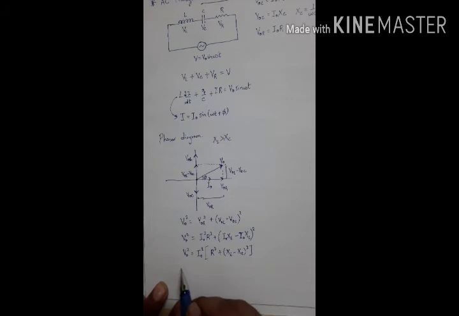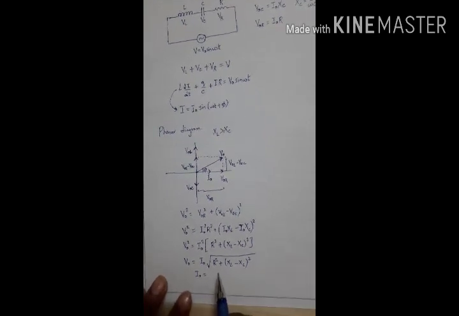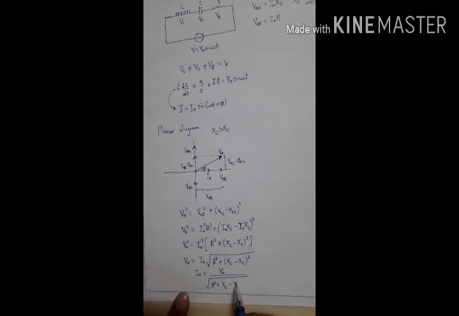And if you want to find out V0, तो रूट लगाएंगे. So this will be I0 into under root of R squared plus (XL minus XC) the whole square. And so the value of the maximum current which we are going to get over here will be equal to V0 upon under root of R squared plus (XL minus XC) the whole square.